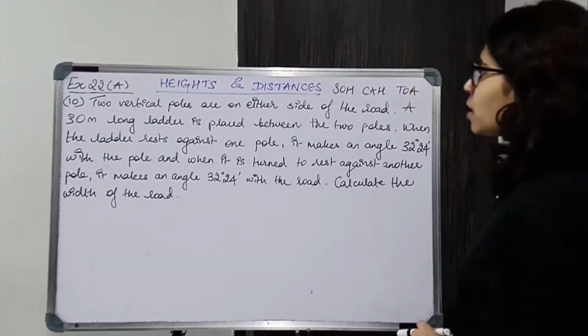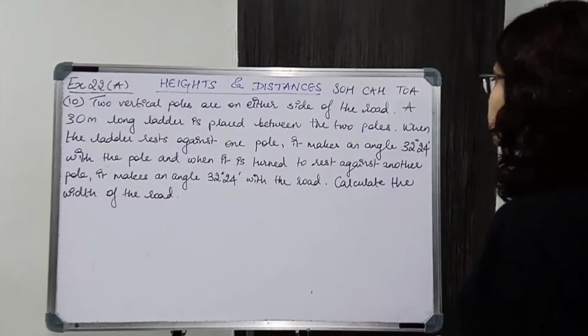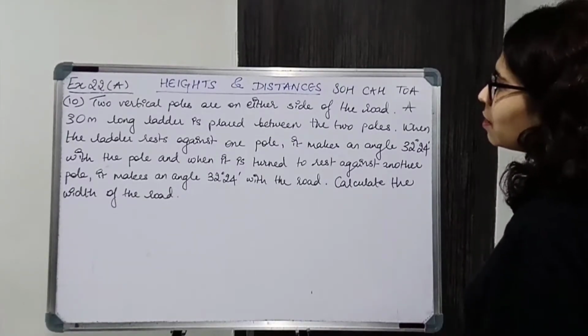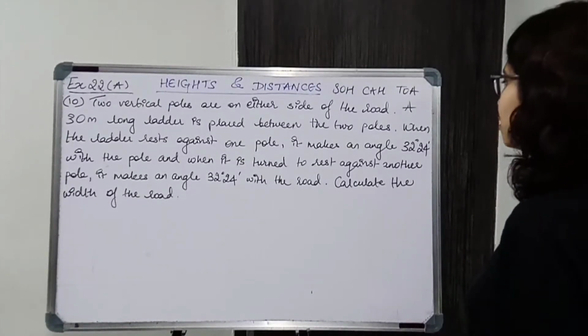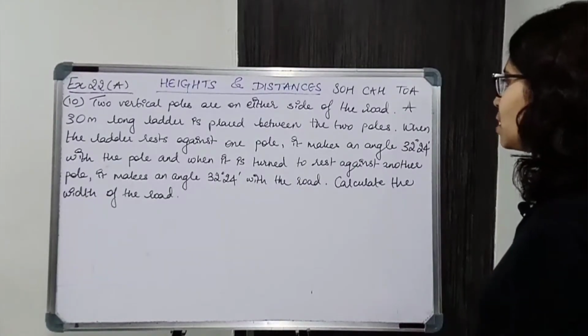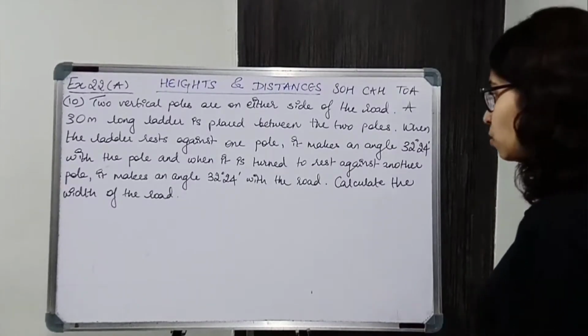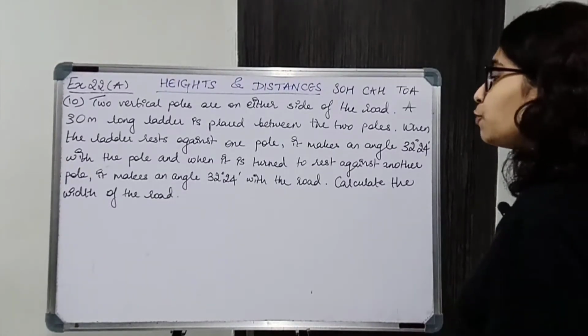Two vertical poles are on either side of the road. A 30-meter long ladder is placed between the two poles. When the ladder rests against one pole, it makes an angle 32 degrees 24 minutes with the pole. And when it is turned to rest against another pole, it makes an angle 32 degrees 24 minutes with the road. Calculate the width of the road.